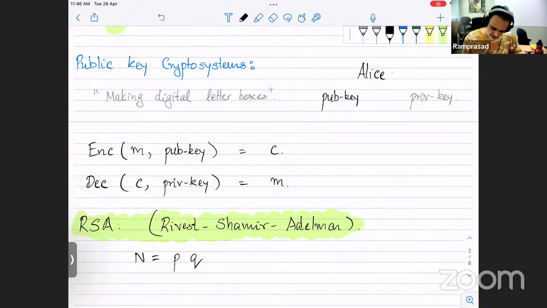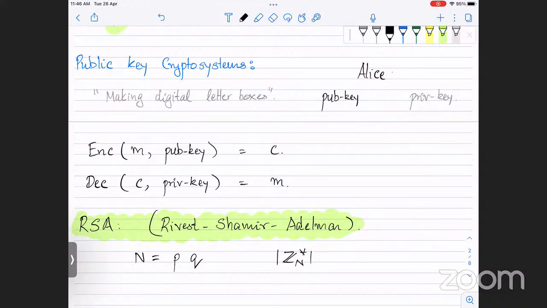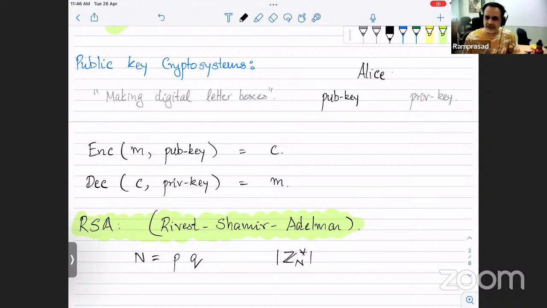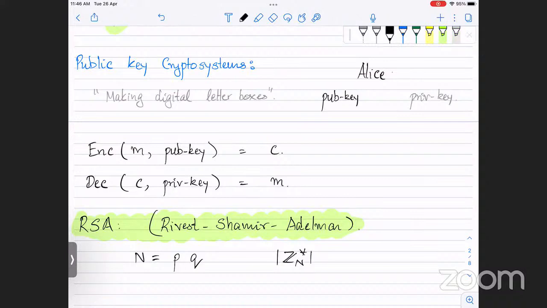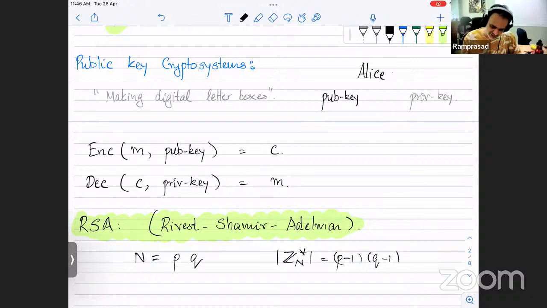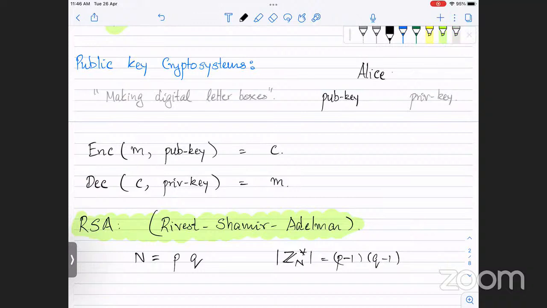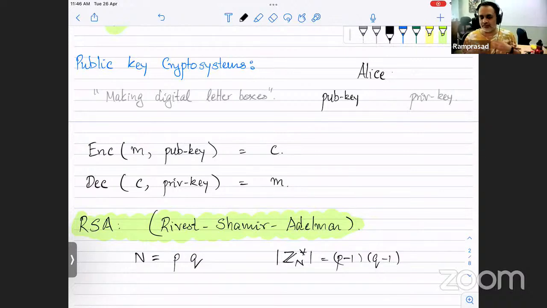Now what is the size of Zn star? That is the set of numbers that are co-prime to N. So phi of N in this case, what would it be? It will be P minus 1 into Q minus 1. I'm assuming that P and Q are distinct because Alice definitely does not want to choose P and Q the same, because factoring such N becomes easy. So Alice is really relying on the fact that I'm going to make N public, but that is still not going to reveal what P and Q are.